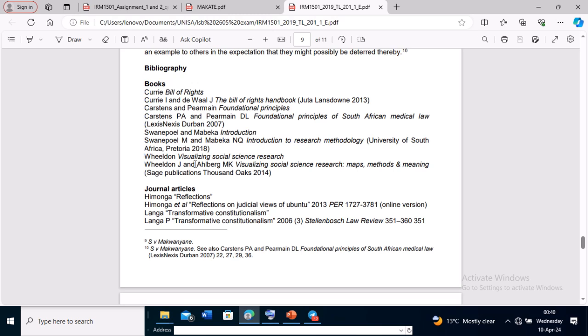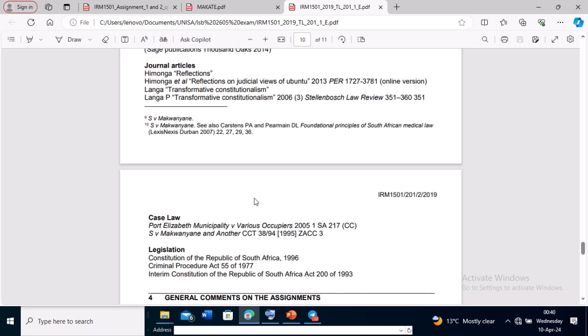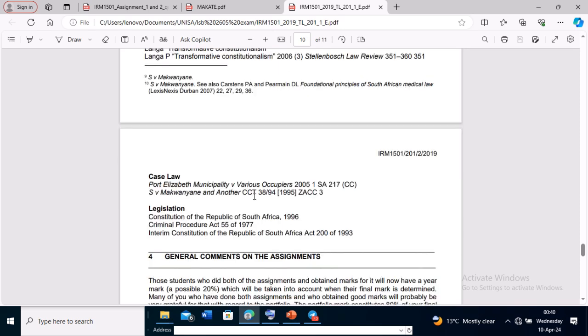Yeah? And then the other thing is that you need to pay attention when it comes to books and journal articles, because they are referencing more or less the same, but it's not the same. Yeah? So you need to be extra careful, like pay attention, means to say. And so let me make an example when it comes to a case law.